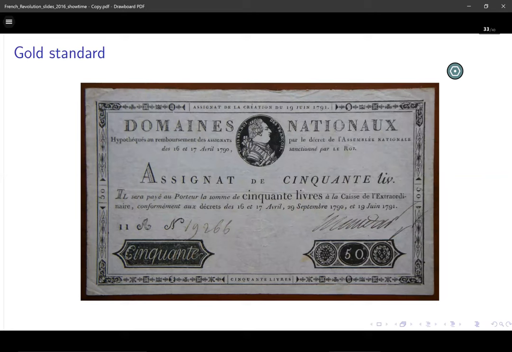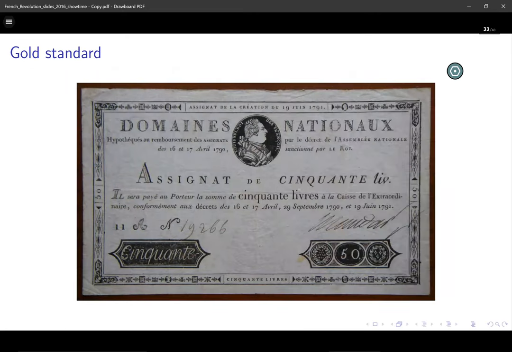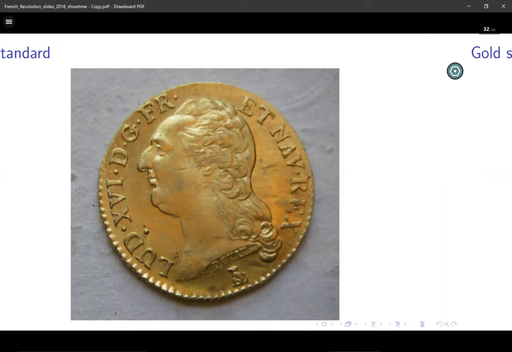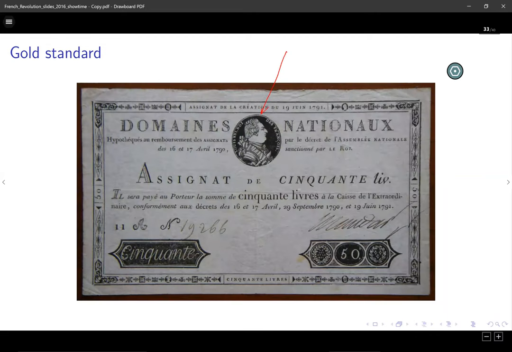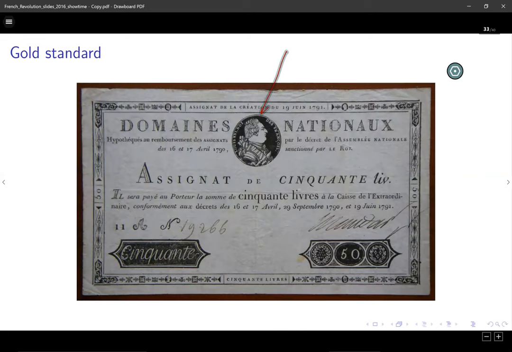What France did after it nationalized the church lands is it issued these things. And if you read French, look, that same guy, there's Louis the 16th right there. Now, a lot of people had seen this. A lot of people had seen this. And I'll tell you a story.